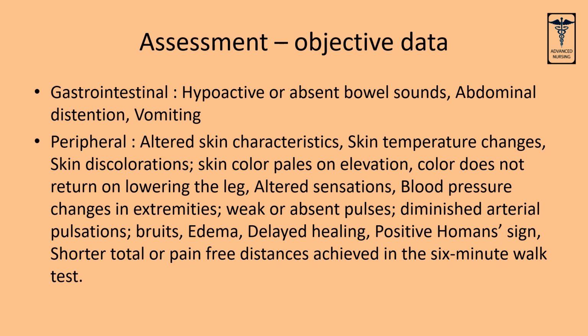Peripheral: altered skin characteristics, skin temperature changes, skin discolorations, skin color pales on elevation, color does not return on lowering the leg, altered sensations, blood pressure changes in extremities, weak or absent pulses, diminished arterial pulsations, bruits, edema, delayed healing, positive Homan's sign, shorter total or pain-free distances achieved in the 6-minute walk test.